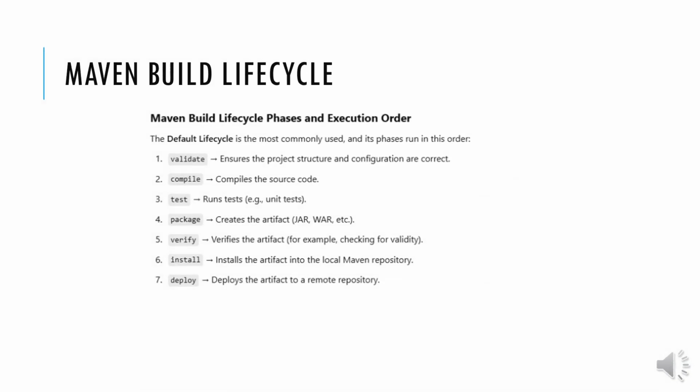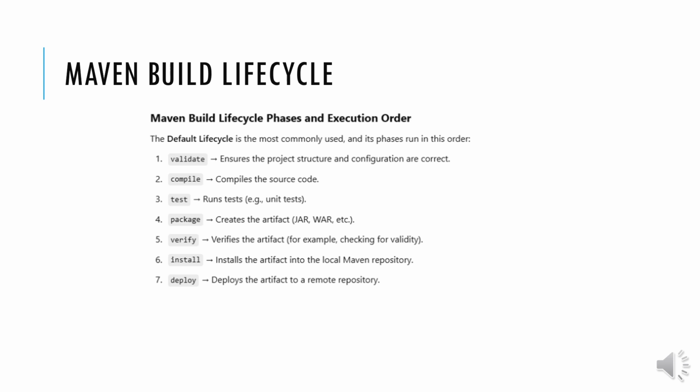Now the Maven build lifecycle. The Maven build lifecycle is basically different phases in a Maven project that can be executed and are executed in a particular order. The default lifecycle is like this: first it validates whether the project structure is correct or not. Then it compiles the source code. Then it executes the required tests, and in the package phase it creates the artifacts, then verifies the artifacts, then installs the artifacts in the local Maven repository, and then deploys the artifacts to the remote repository. This will happen if we run mvn deploy. The last phase will execute all the phases before coming to the deploy stage.